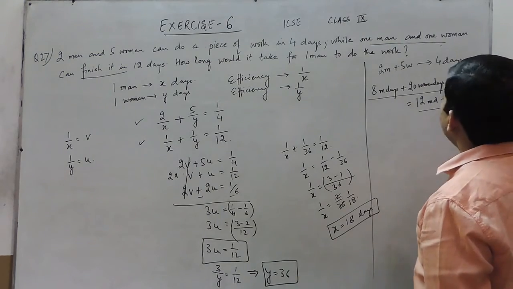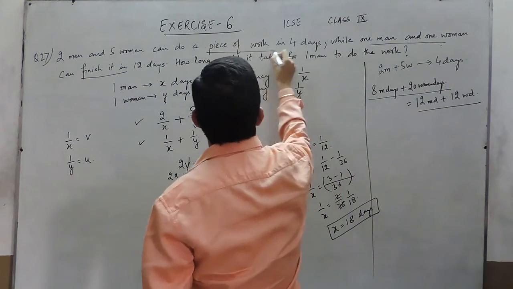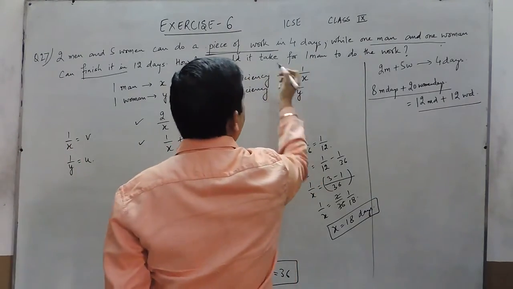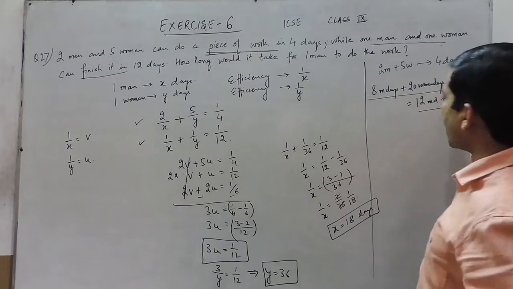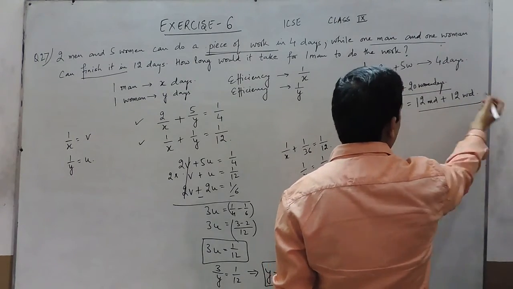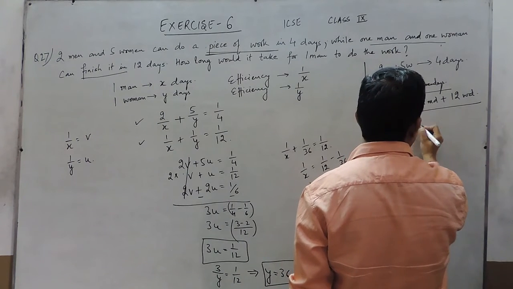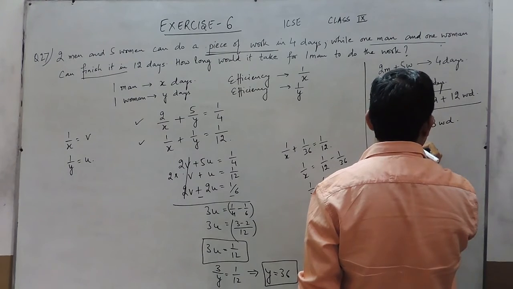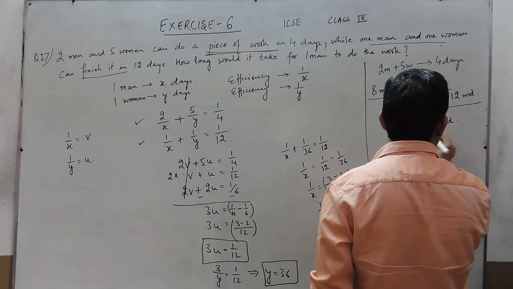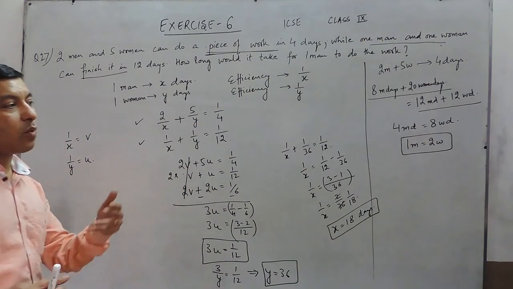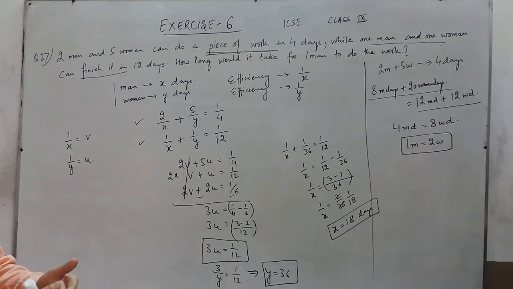And because the work we are talking about in the first part and the work in the second part are equal, that means the total work in the first case and the total work in the second case are both equal. If we solve it, it comes out to be 4 man days equals 8 women days, or 1 man is equal to 2 women. That actually tells that whatever work is done by 1 man, the same work can be done by 2 women.